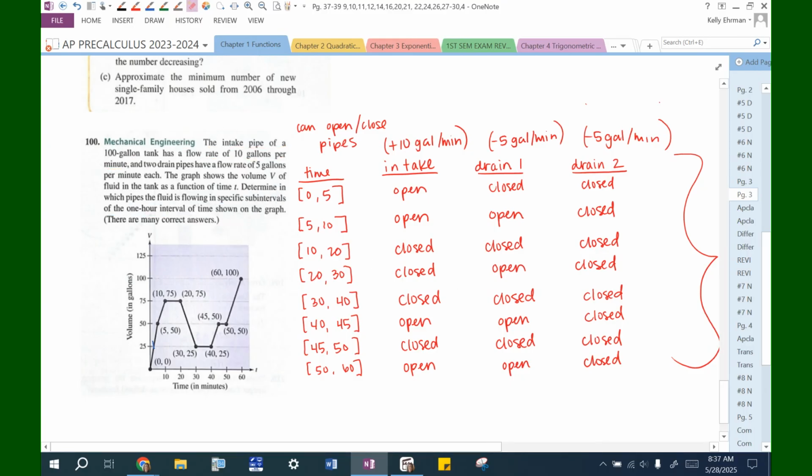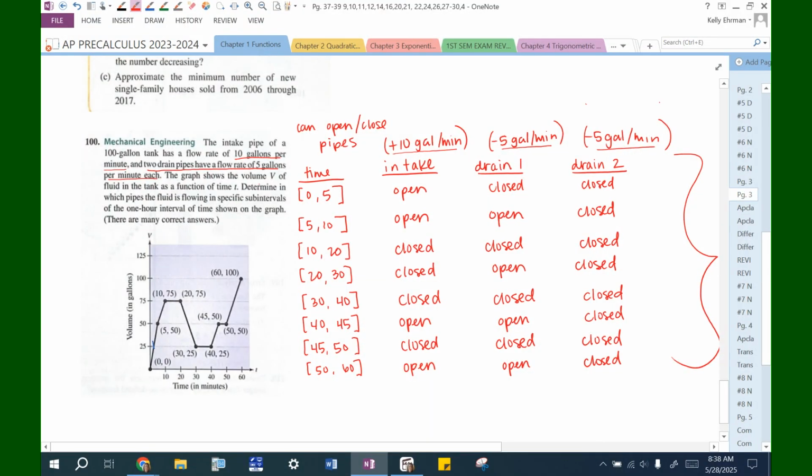So the intake pipe of a 100-gallon tank has a flow rate of 10 gallons per minute. So the intake pipe is the water coming in. So that comes in at 10 gallons per minute. And then there are 2 drain pipes that have a flow rate of 5 gallons per minute. So water is coming in and water is draining out. So water is coming in at 10 gallons per minute through the intake pipe, and then it's draining out at 5 gallons per minute at each of these 2 drains, drain 1 and drain 2.